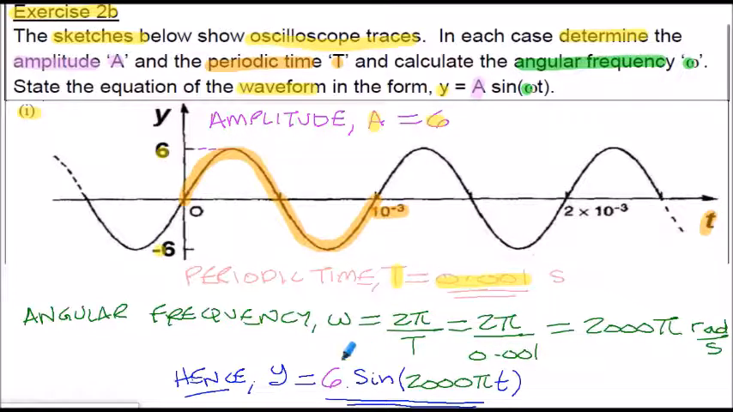We know from the previous slide to calculate the angular frequency, omega, that's simply 2 pi divided by the periodic time. So in this case, it's 2 pi divided by 0.001, and that evaluates to 2000 multiplied by pi radians per second. So writing in the form now y is equal to a sine omega t, the equation is y is equal to 6 multiplied by the sine of 2000 pi t.